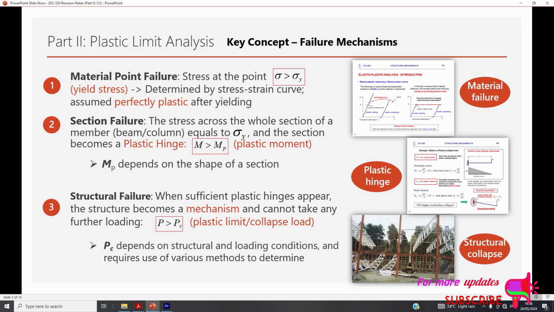The plastic limit should be greater than the collapse load. Collapse load depends on the structural and loading condition and requires the use of various methods to determine.